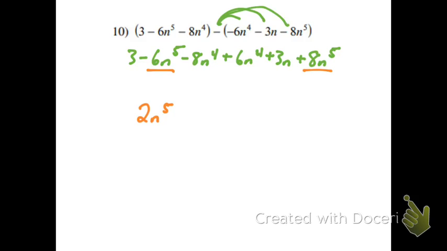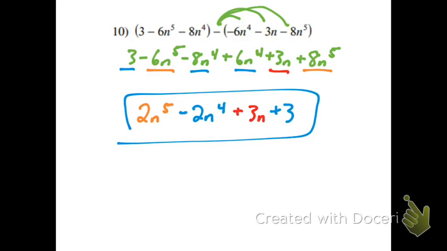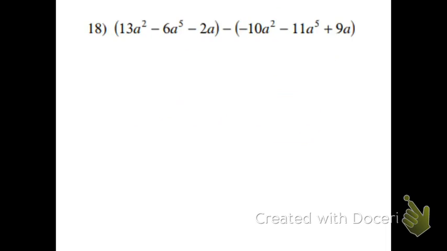Then we have these two going in descending order, so this would be minus 2n to the fourth, followed by plus 3n. This one doesn't have any buddies, no like terms. And then we finish that up with a plus 3 right here. So this one actually had a couple that didn't match up, but that's okay. They don't have to. That's our correct answer right there. In descending order, all simplifying has been done.